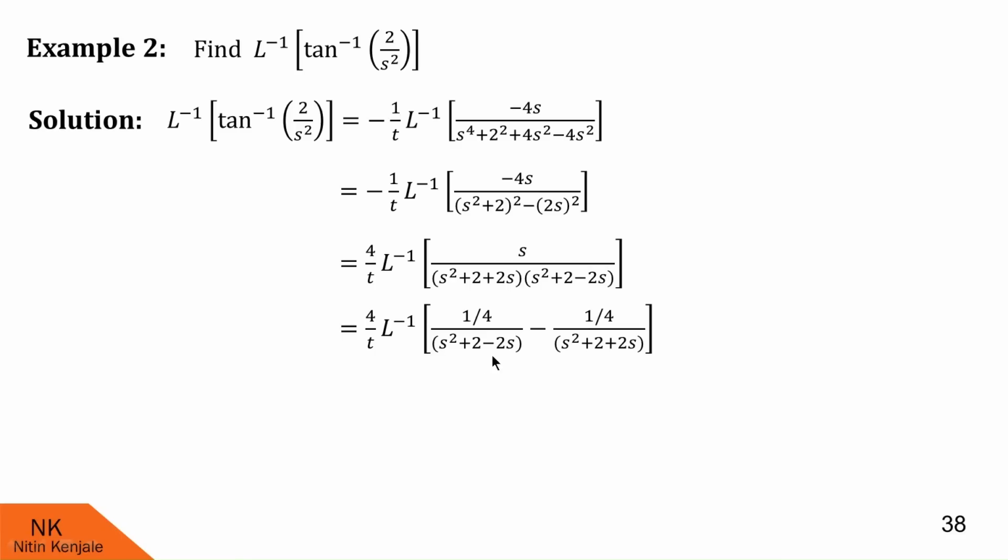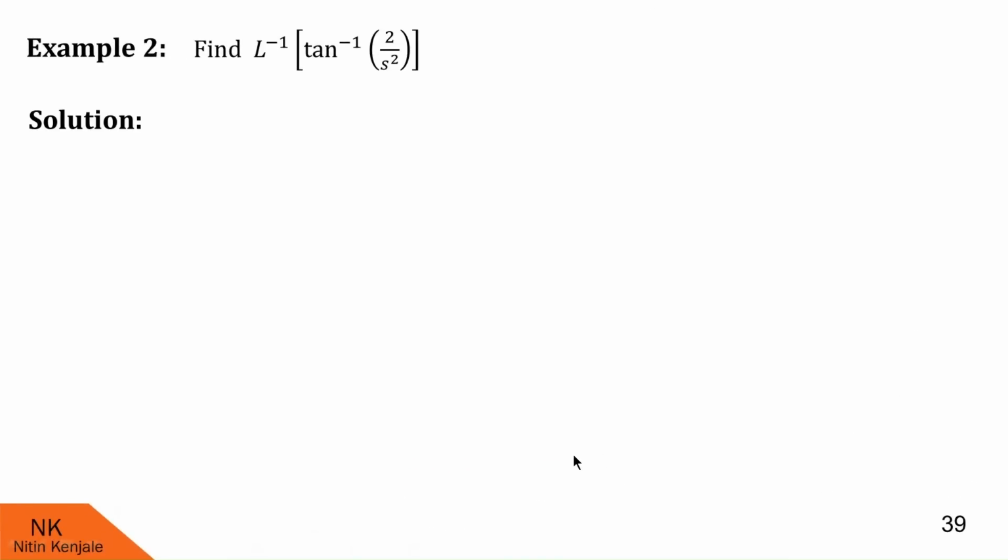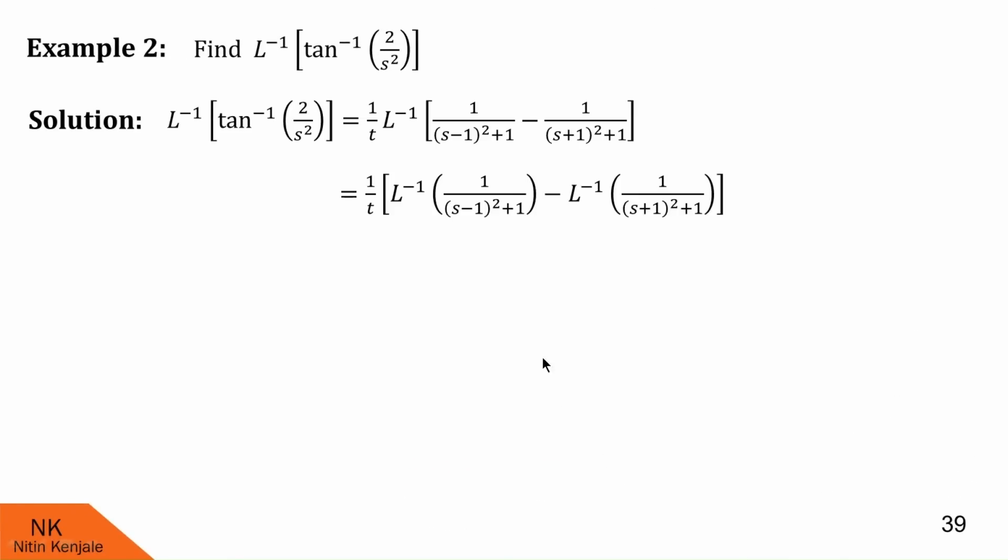Next, I'm going to write this denominator as s minus 1 the whole square plus 1 by splitting this 2 as 1 plus 1. Similarly over here, by splitting this 2 as 1 plus 1, we get s plus 1 the whole square plus 1 in the denominator. This 1 by 4 is constant and common. You can take it out. Now operate L inverse on each of these two terms in this way.